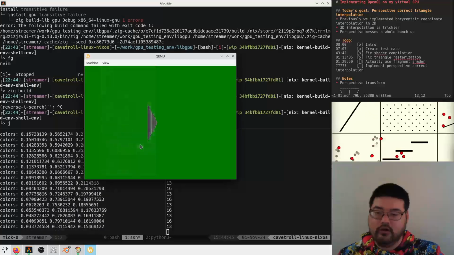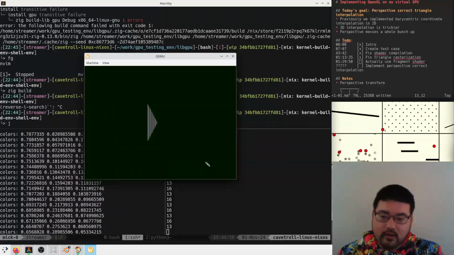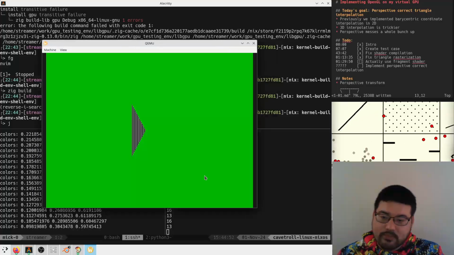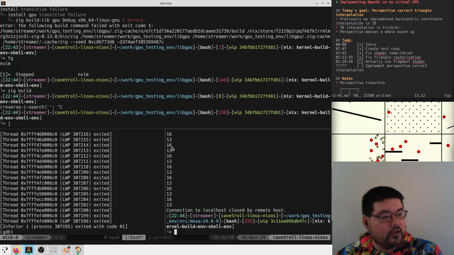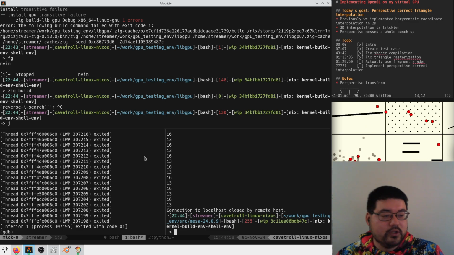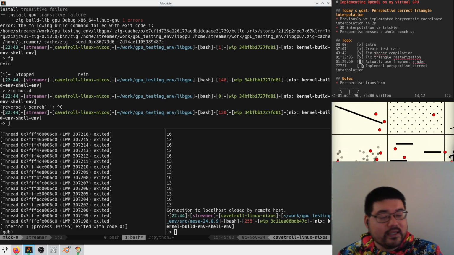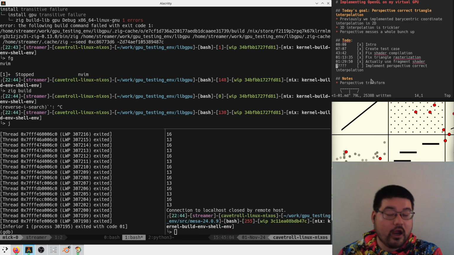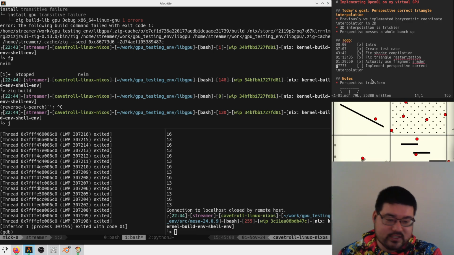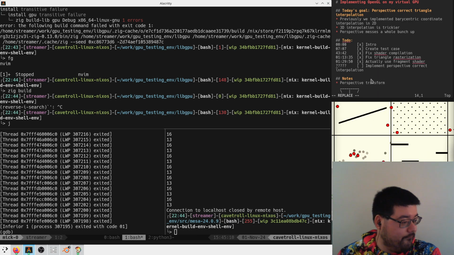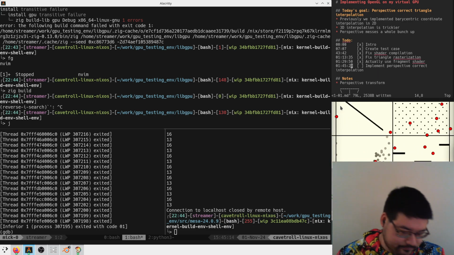Okay, so that's good. I hope you guys can see that. But that is in fact a uniformly striped triangle, right? That's really good that the fragment shader is now correctly executing and the colors from the fragment shader are correctly being applied to the triangle. And now we just have to fix the perspective, which is actually relatively easy, I think.